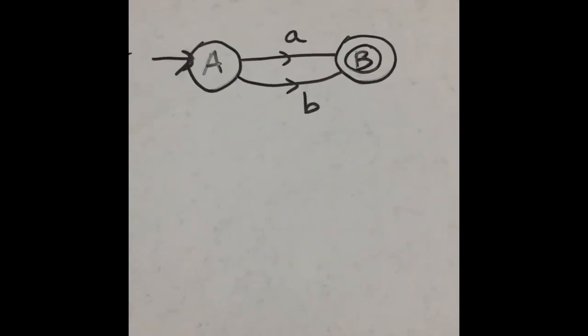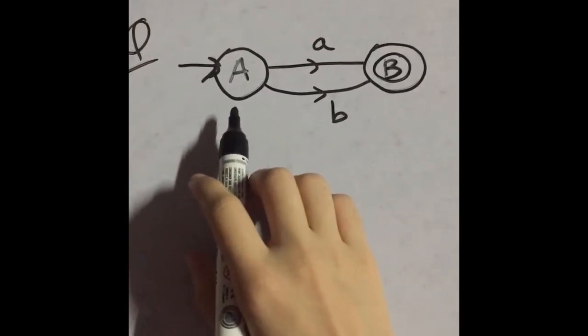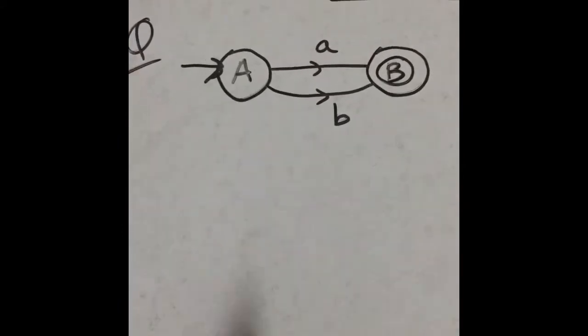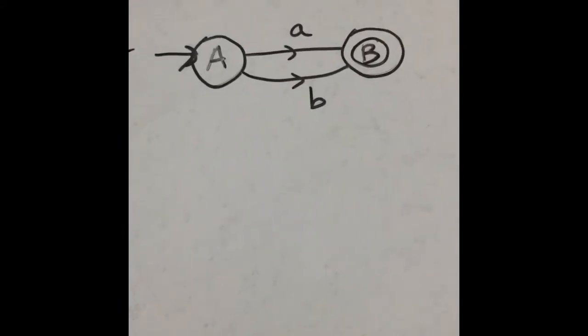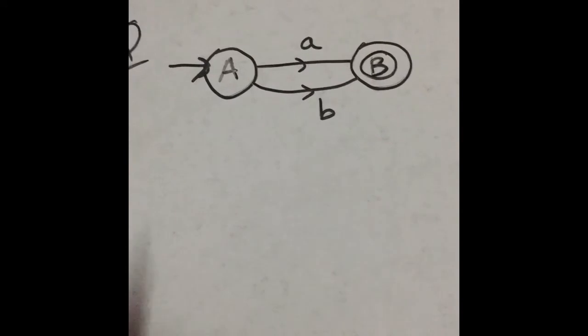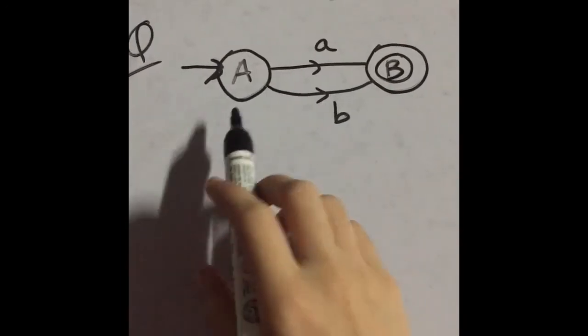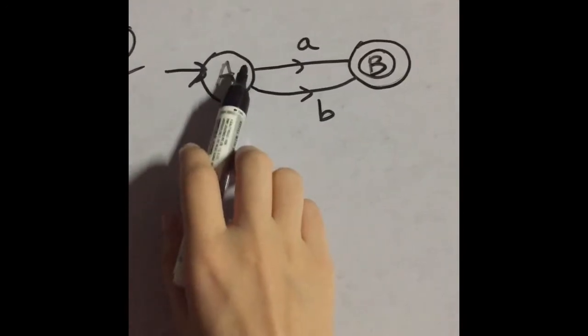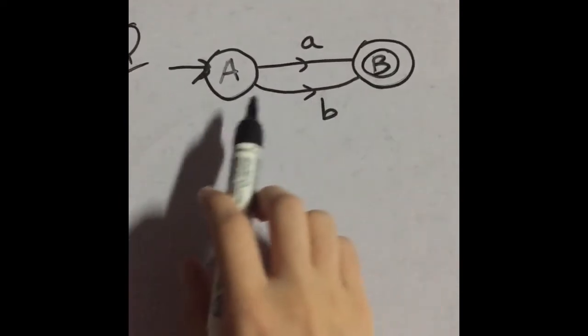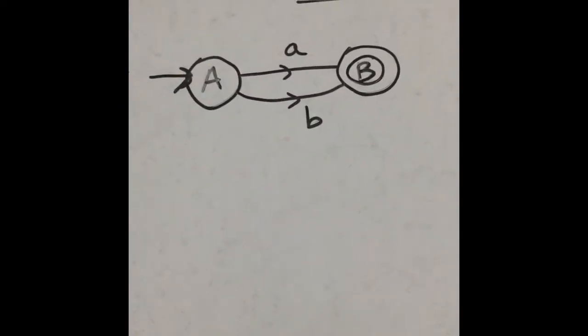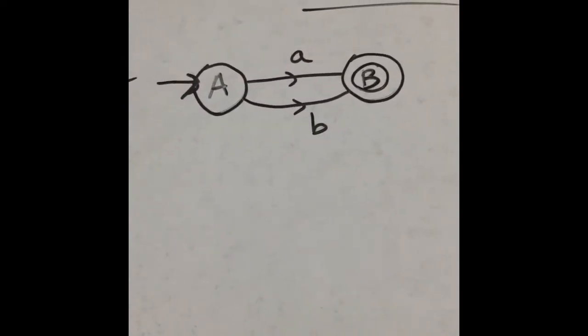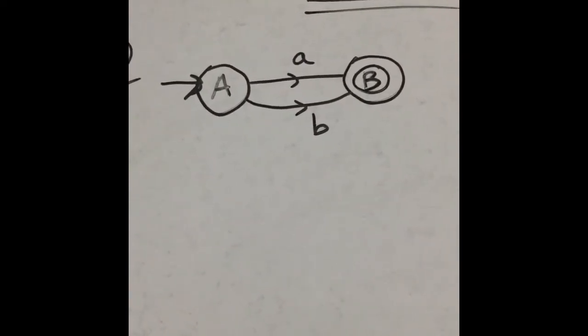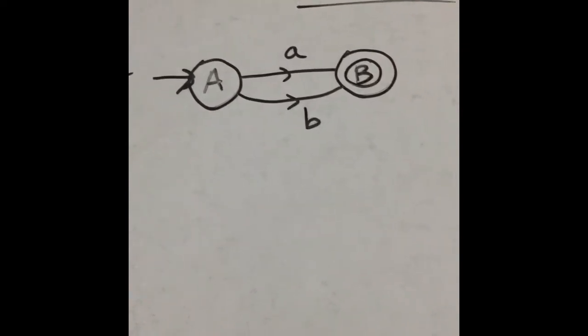This is a finite automata and the first step is to check our initial state. Is there any incoming edge to the initial state? Is there any incoming edge coming from any other state to the initial state? No, there are only outgoing edges from the initial state. So the first step is safe. I mean, there is no need to expand it.